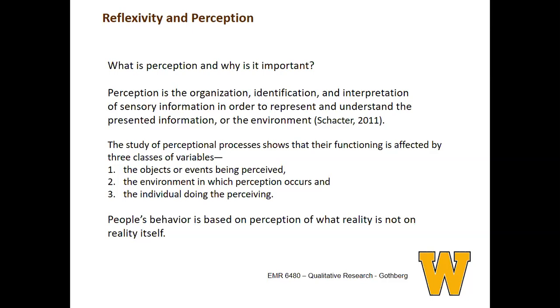I know that is a very quantitative term. However, I want you to think about this as you're thinking about your qualitative research and how perception might play into either yourself as the researcher or your participants. So the three classes are the objects or events that are being perceived, the environment or the context in which the perception occurs, and the individual doing the perceiving, which could be you as the researcher, or it could be your participant.